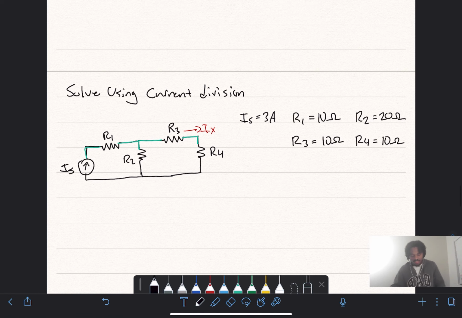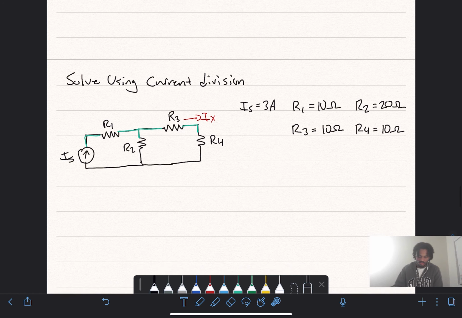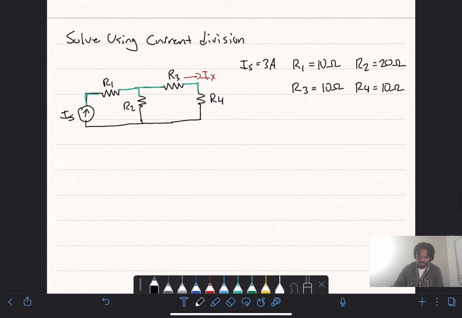So we have a current division problem. We've got two meshes, a couple resistors that we can simplify, and we're looking for this current here, Ix, which is the current going through R3, and also R4 as well. So first we can simply combine R3 and R4 in series, and really that's going to take care of all the simplification.